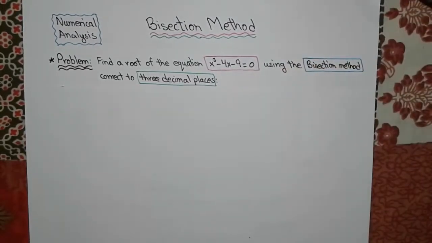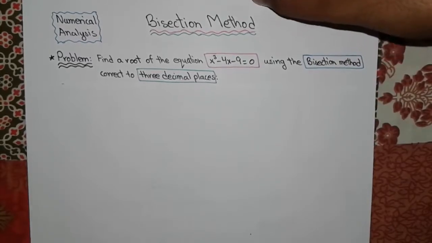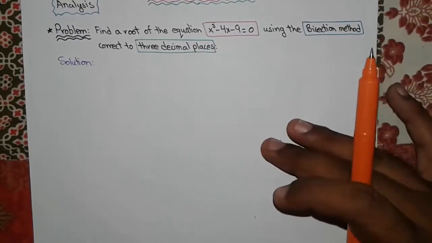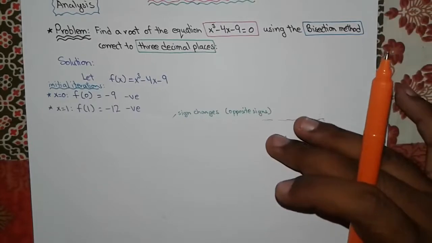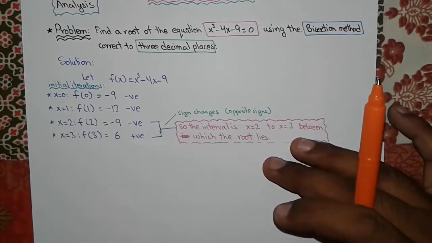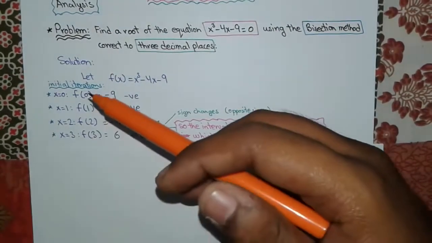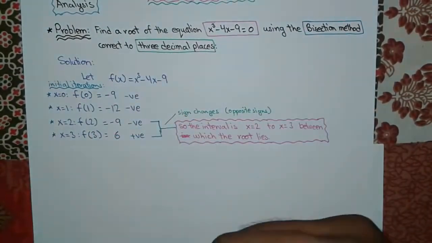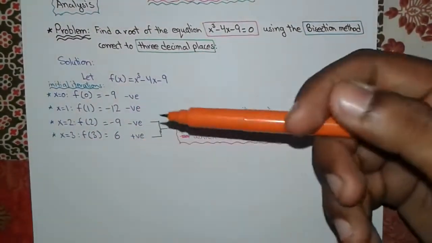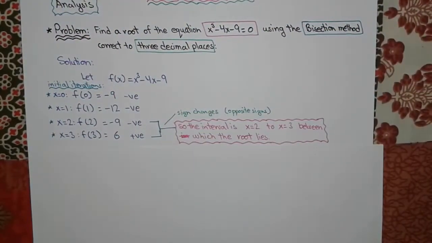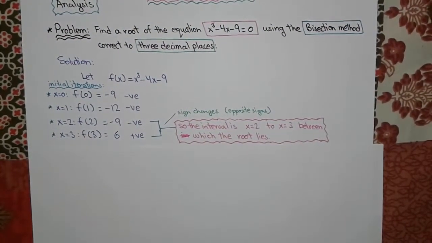When we are starting the problem, first we have to find the interval in which the root actually lies. For that we have done some initial iterations starting from x equals 0 till x equals 3 to find where the root actually lies.